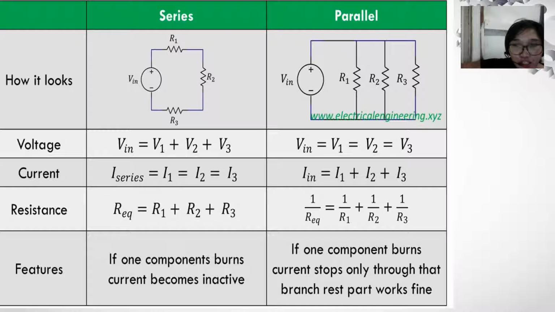So, like I said in the first part, in a series, if one of the components burns, the current becomes inactive because it's direct. While in parallel, if one component burns, current stops only through that branch and the rest works fine. If the current stops at resistor 1 and its bulb doesn't work, the other parts, resistor 2 and resistor 3, are still working. Only resistor 1 has stopped and its bulb is not working.